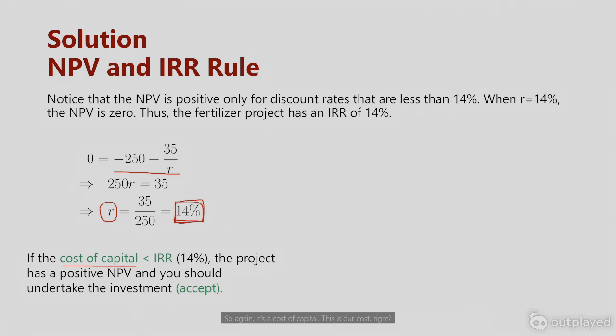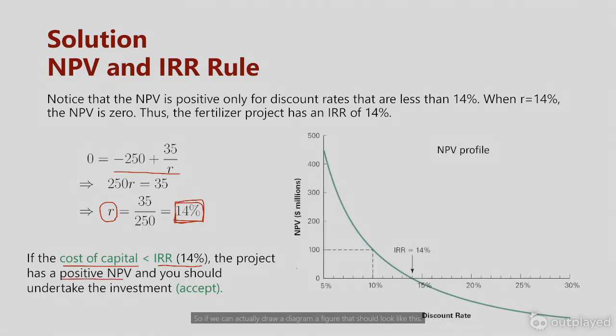So again, if the cost of capital, this is our cost, right? If our cost falls below 14%, that should be the project. We should go out for it and accept it, correct? And that's exactly the case when we can expect a positive NPV. So if we can actually draw a diagram, a figure, it should look like this.